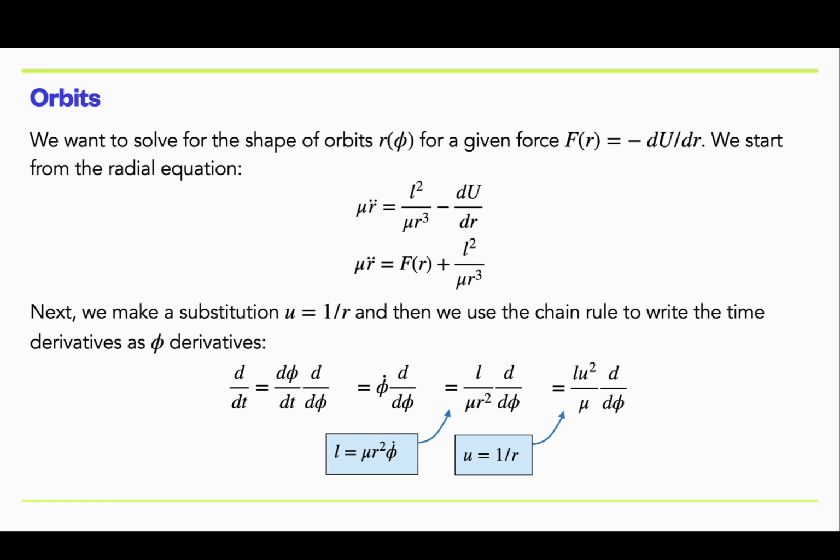And we're now going to replace the r squared with a 1 over u. So if u is 1 over r, then r is 1 over u. So that 1 over r squared just becomes a u squared here. So our time derivative, d/dt, can be replaced by a d/dphi times this coefficient L u squared over mu. When you're writing this by hand, don't confuse your u with your mu. Make sure the mu's are written clearly so you don't confuse them.